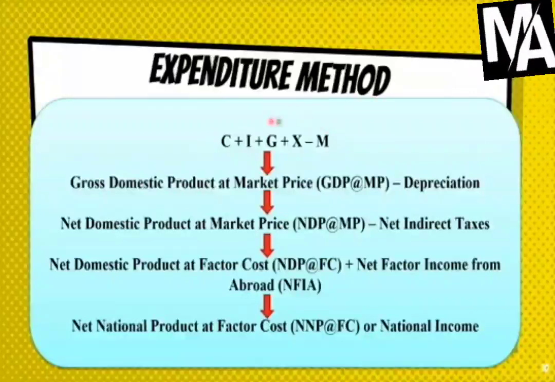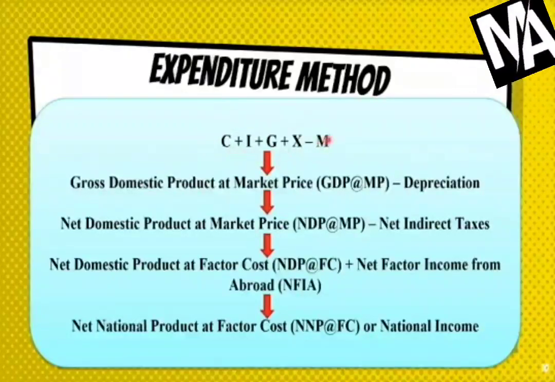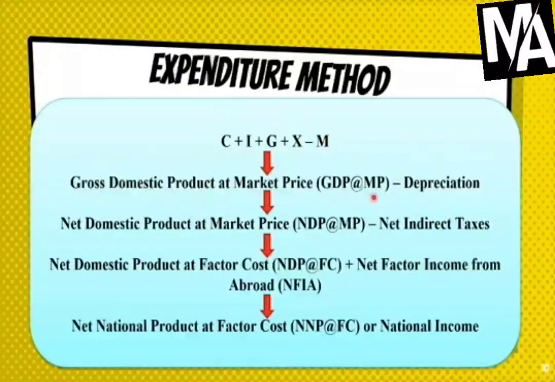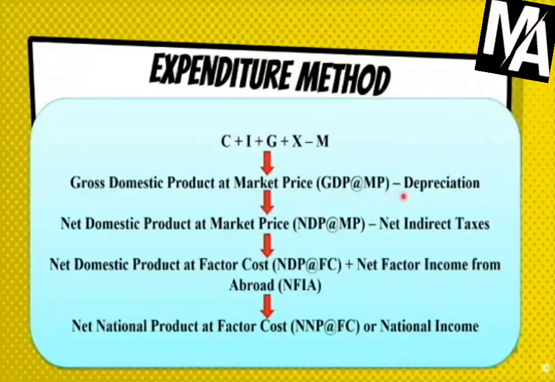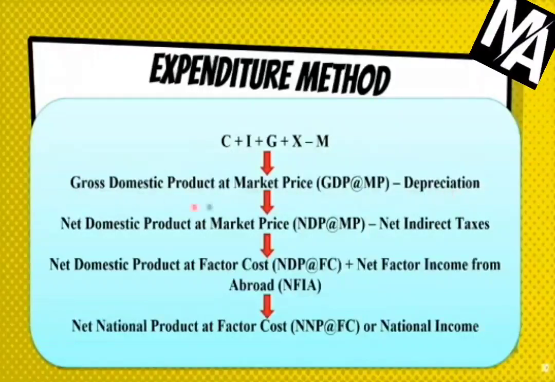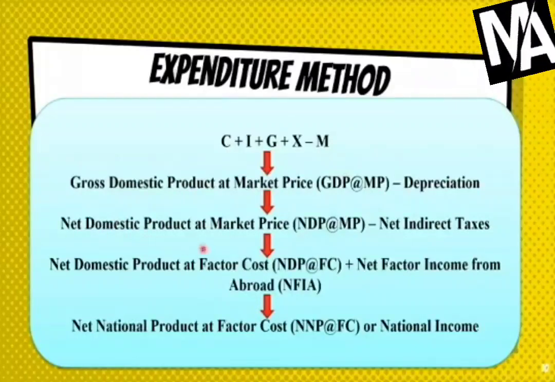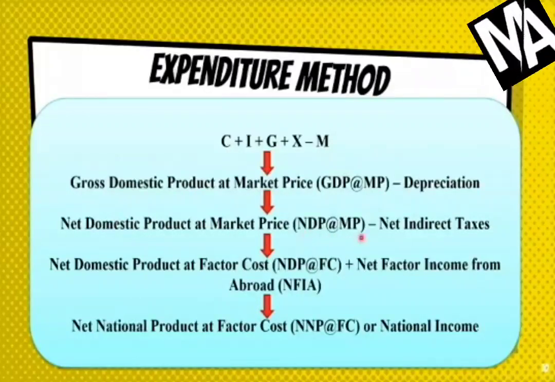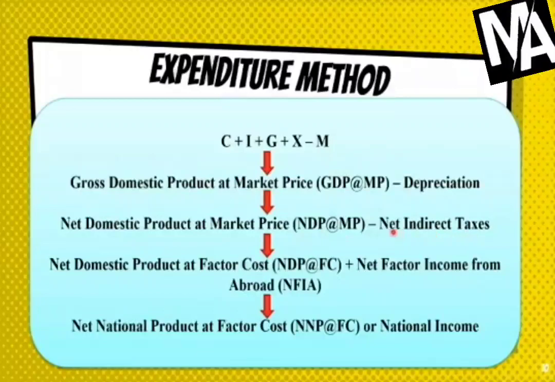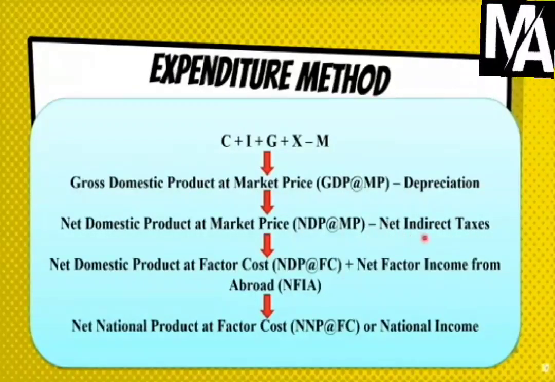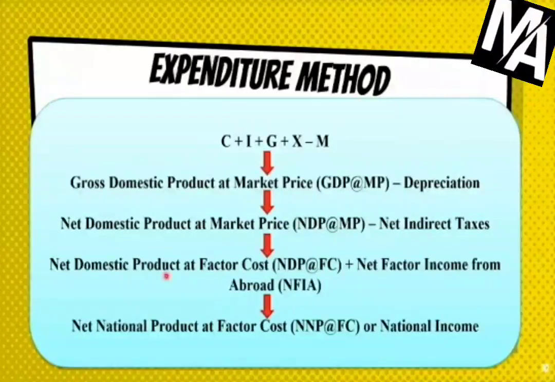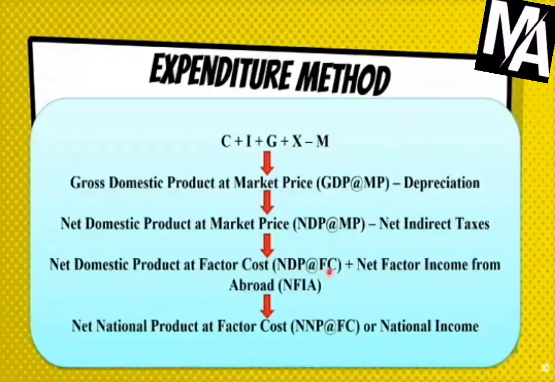When you consider this formula and do the calculations, you get gross domestic product at market price, or GDP at MP. From this, if you reduce depreciation, you will get NDP at MP. Anything gross minus depreciation is net, so you have net domestic product at market price. From this, when you reduce net indirect taxes, that is minus indirect taxes plus subsidies, you will get net domestic product at factor cost. NDP at MP will become NDP at FC.